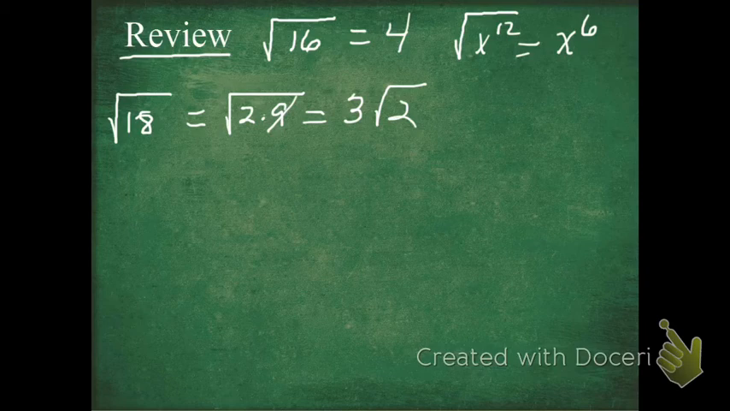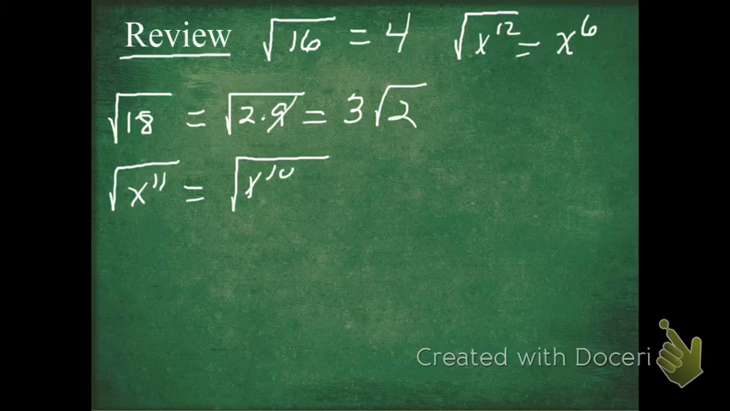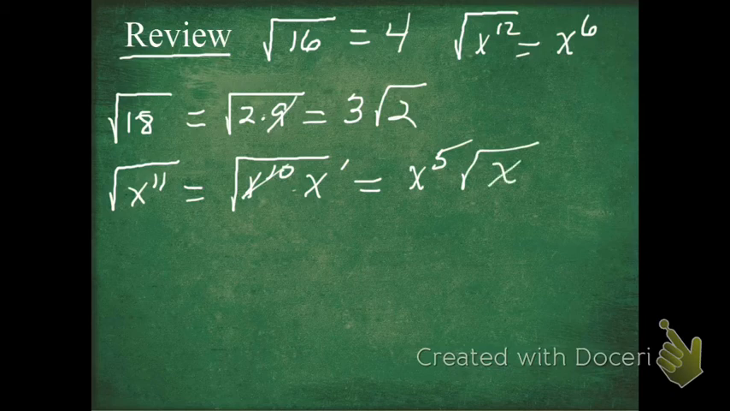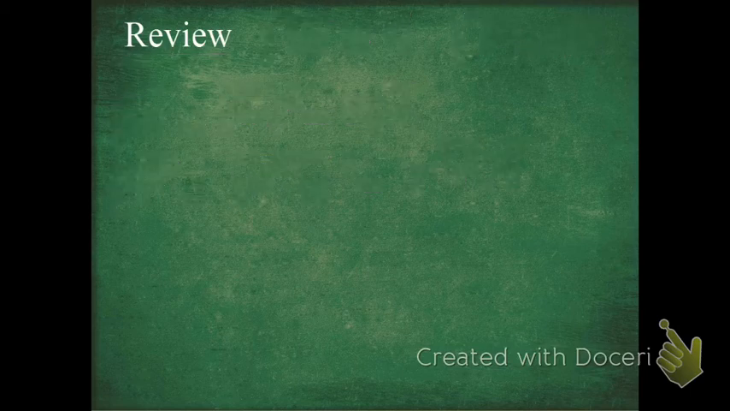Simplify the square root of x to the 11th. Well, again, we rewrite that with the biggest even exponent, which is going to be x to the 10th times x to the first. The square root of x to the 10th is x to the 5th, so we can bring that out of the radical. And under the radical, I still have the x to the first power. Okay? All right.